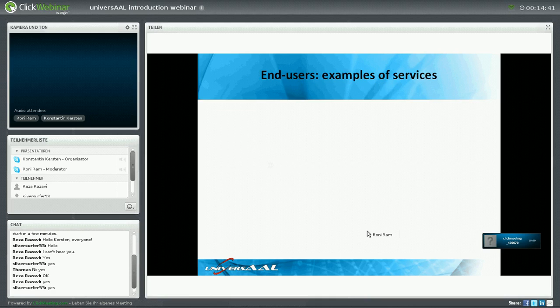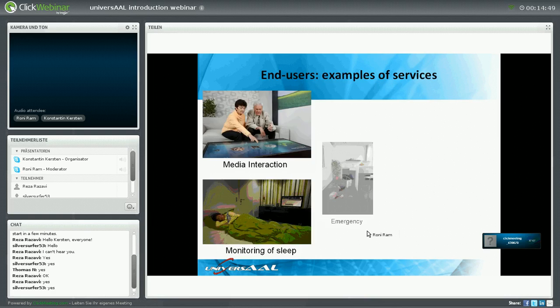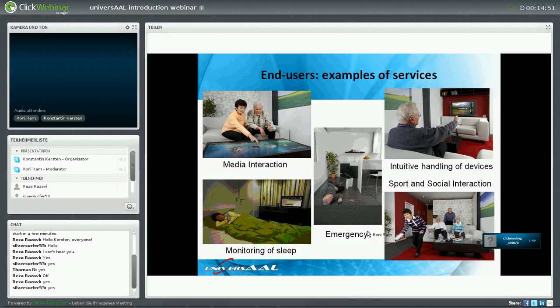As we said before, the goal of the services is to help the elderly people to remain at home. Some possible scenarios in this field could be media interaction, monitor the sleep, detect emergency cases, and even provide social interaction. And all of these services should be handled in an easy and intuitive way.